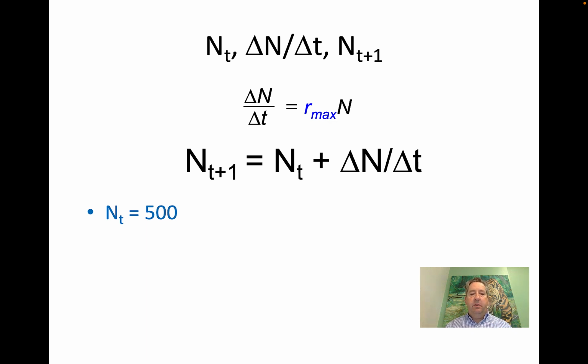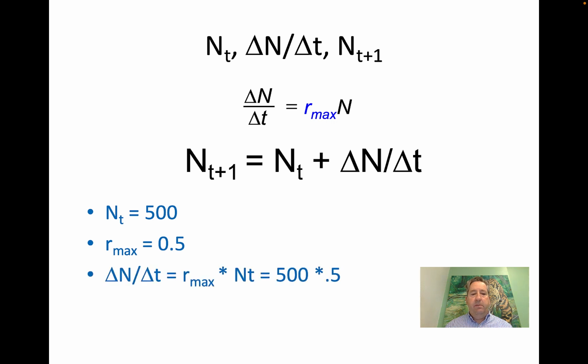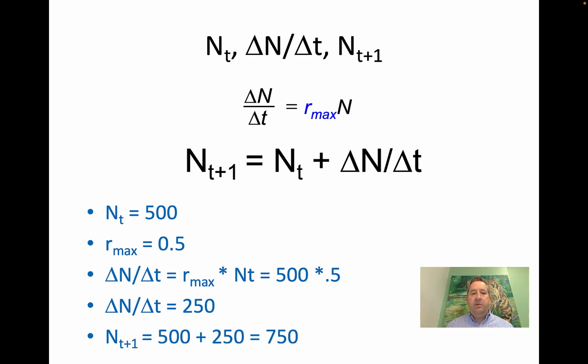All right, so let's do a calculation of this. If we have N sub t equal to 500 and R max equals 0.5, delta N delta t is going to be our R max times our N sub t, and that's going to be 500 times 0.5. So delta N delta t will give us 250. So we had a population of 500 and our growth is 250, but we have to take into account the original population. So we take that N sub t, which was 500, plus the 250, and we get N sub t plus 1 equals 750.